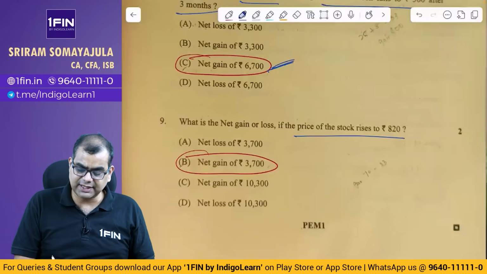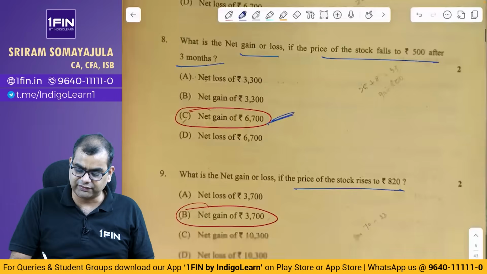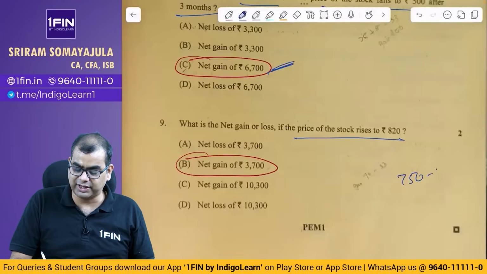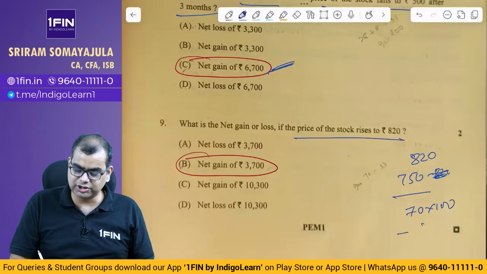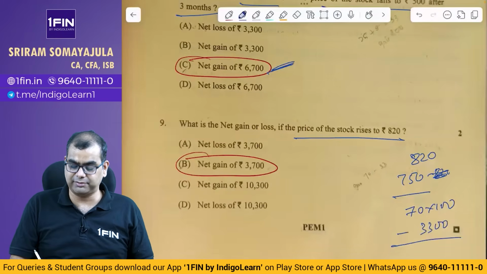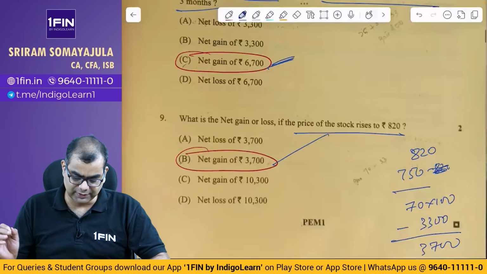Then if the price rises to 820, your call is at what? Call is at 750. So 820 minus 750 is 70 bucks. So on this 70 into 100, you make 7,000 minus you originally invested 3,300 as premium. So net profit is 3,700. That's all. Right. Super simple.